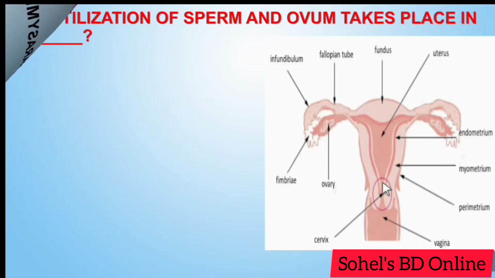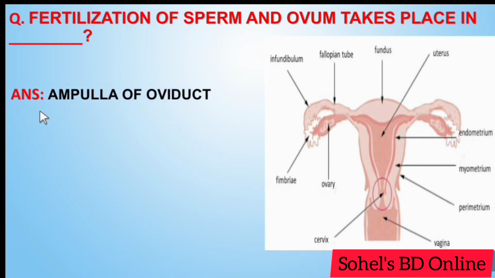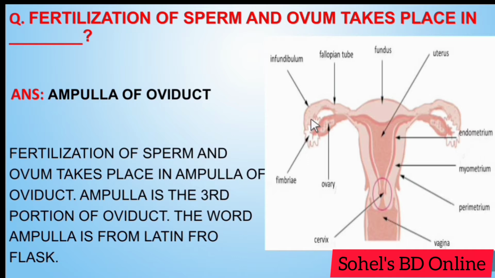Next, fertilization of sperm and ovum takes place in dash. Answer: ampulla of oviduct. Fertilization of sperm and ovum takes place in the ampulla of the oviduct. Ampulla is the third portion of the oviduct. The word ampulla is from Latin, meaning flask.